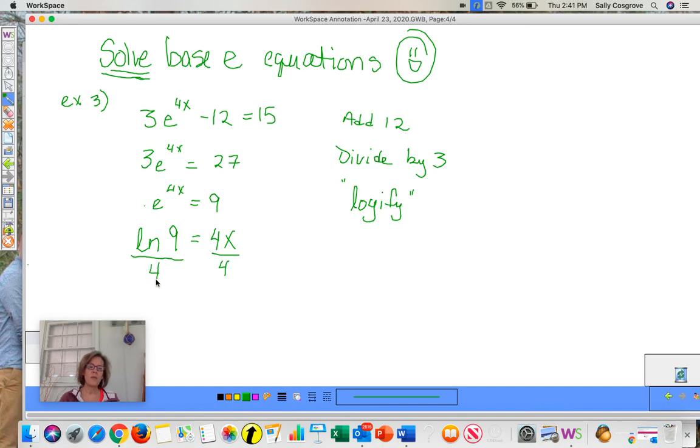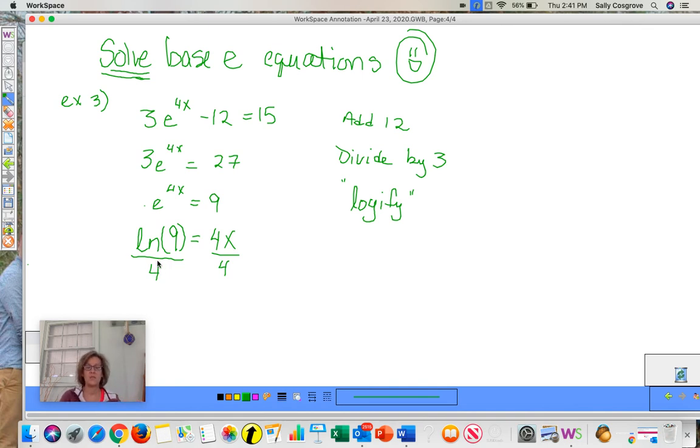And be careful here. This is the natural log of 9, close parentheses, divided by 4. It is not the natural log of 9/4. Those are two different values. So be careful when you are doing this division. Just make sure, is it inside or outside the parentheses?